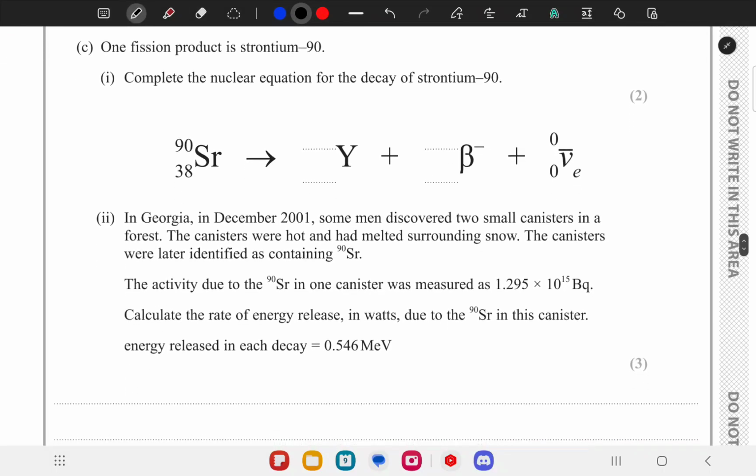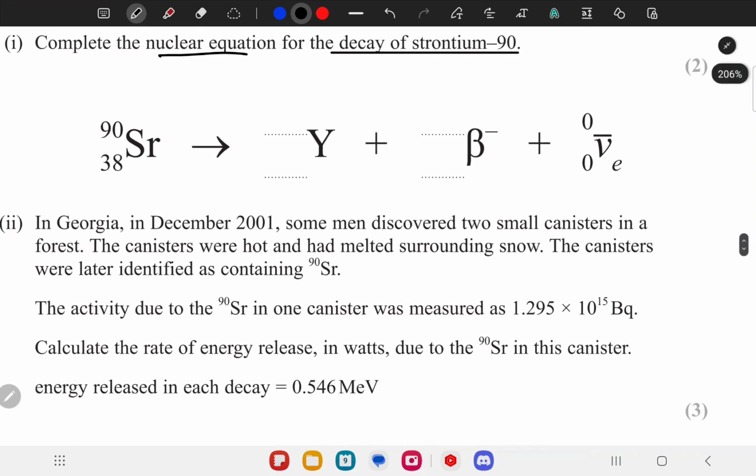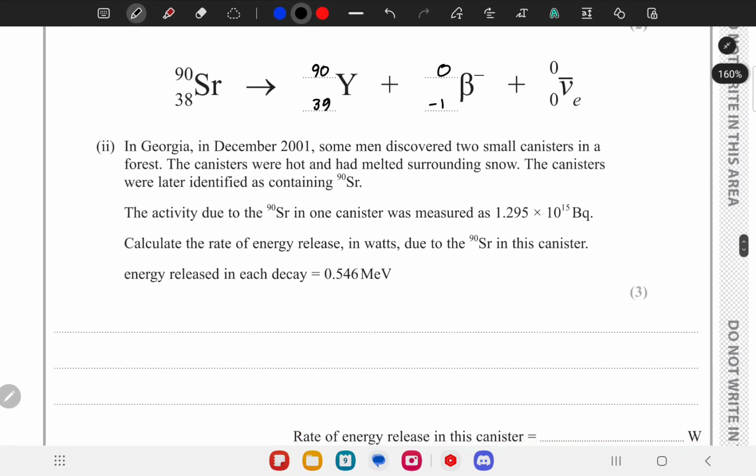Now we are given that we have to give the nuclear equation for the decay of strontium 90. It releases a beta minus particle, so this is 0, this is -1, and to balance it out we'll have 39 over here, so 39 minus 1 is 38, and the mass number would remain unaffected.